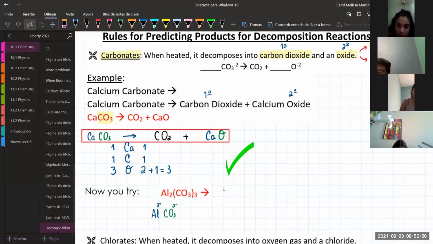Okay? Now, knowing this, you're going to form the products. What is going to be the first product? Do it in your notebook. Once you have the answer, you send it to me in the chat.